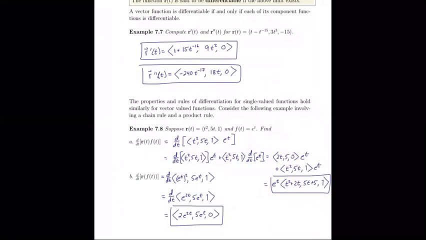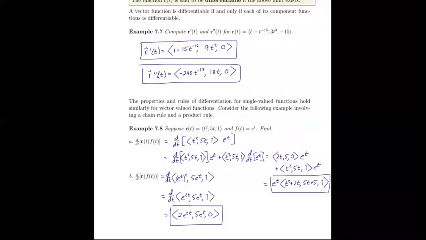Now, chain rule, product rule, these things can come into play as well. So not quite for dot products or cross products yet, but we can look at a vector function r of t and a scalar function f of t. We can multiply a scalar times a vector, so we can multiply a scalar function times a vector function. This is exactly what they're asking us to take the derivative of below.